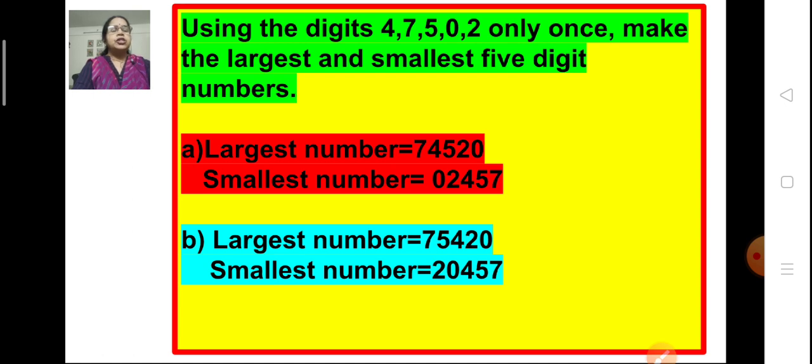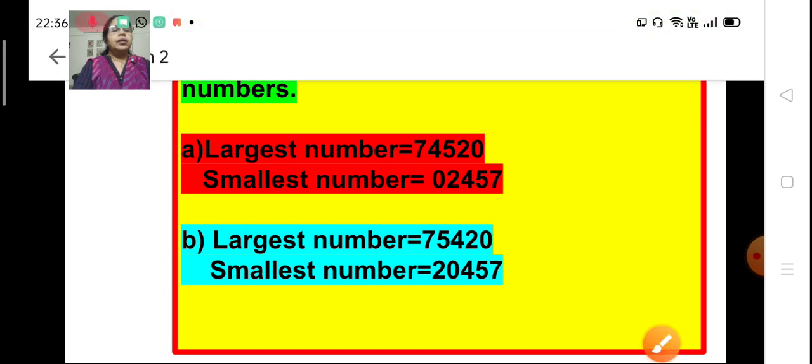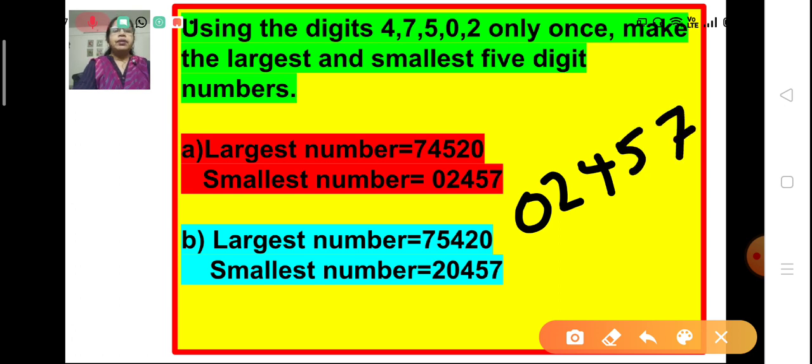So what is the smallest digit given here? The smallest digit given here is 0. If we take the smallest given digit like this, 0, then the next smallest one 2, then 4, then 5 and 7. Can we take the number like this? Can we take 0 in the beginning of a number? No, we cannot do that, because the number will become a 4-digit number, because 0 in this place does not hold any value.